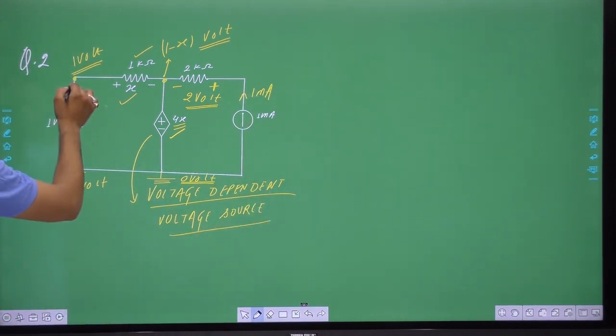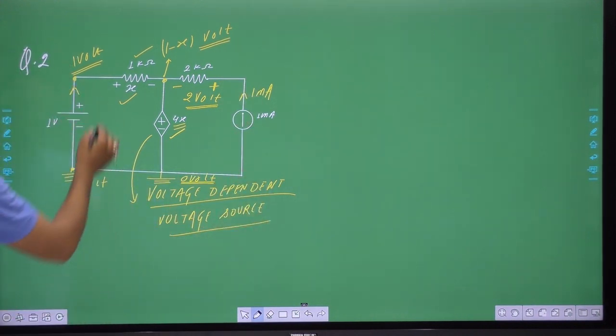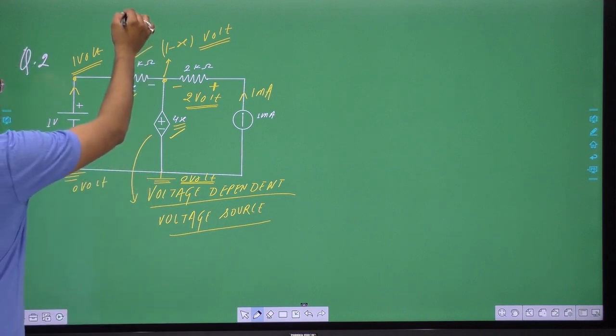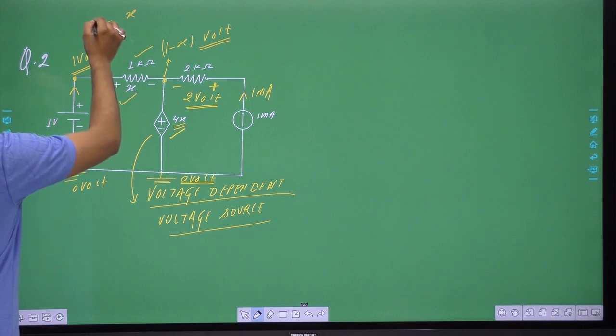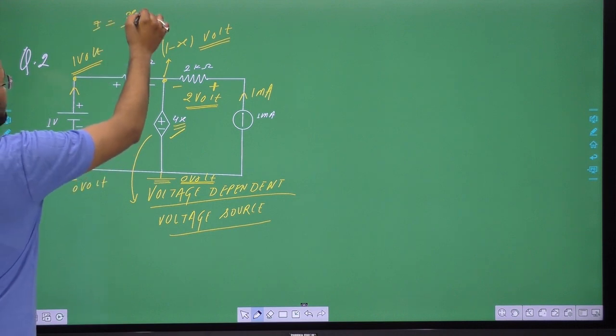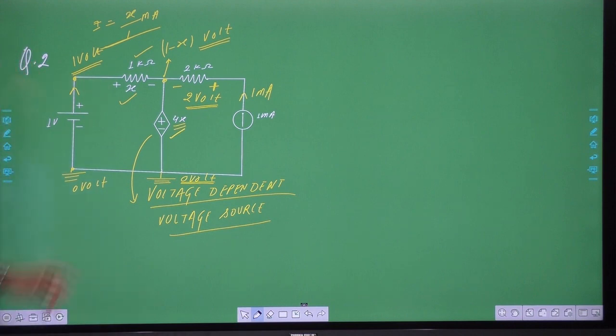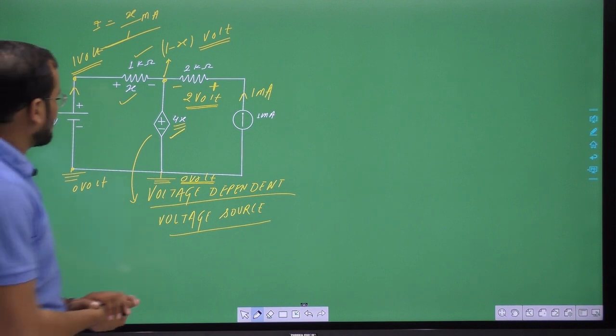Current flowing from this is I equals V by R, or we can directly find it from this: V is x, so x by 1 kilo ohm. The value is x milliampere. What is the value? I is x milliampere. Okay, now I will discuss the question here.